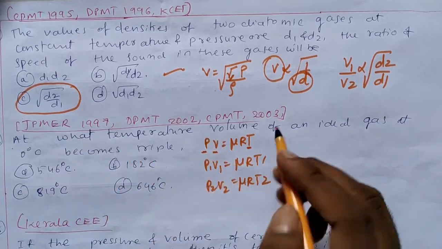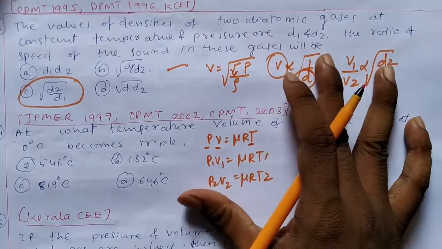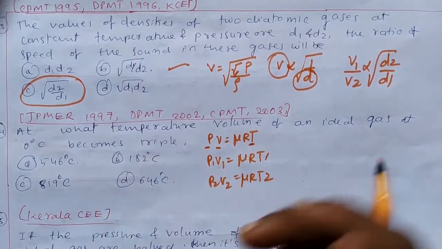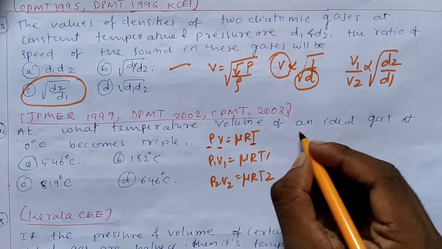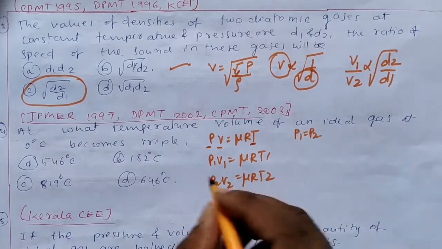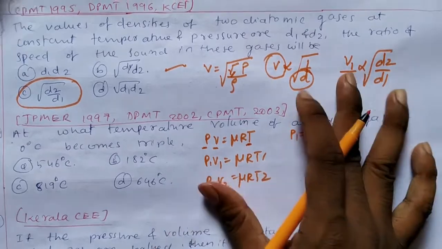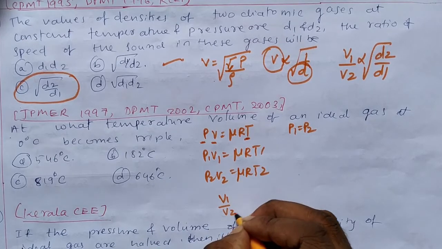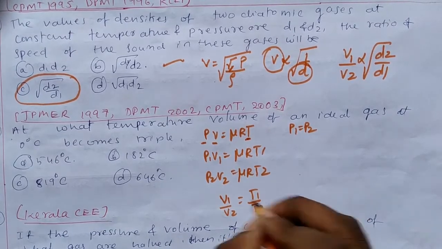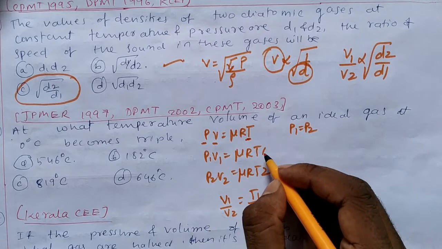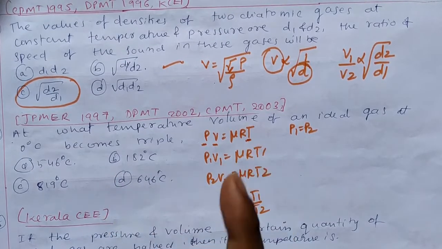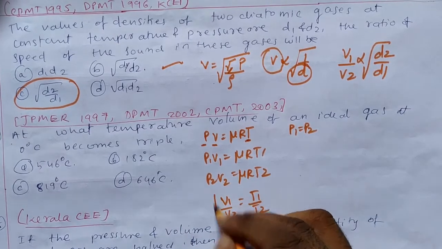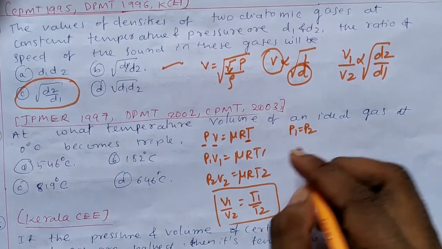Here, they are asking what temperature, that means temperature is changing. Volume at 0 degree Celsius becomes triple, means volume is also changing. That means pressure is constant here, P1 is equal to P2. So if I divide the first equation by the second equation, we will get V1 by V2 is equal to T1 by T2. P1 and P2 get cancelled because they are constant. At least one has to be constant.